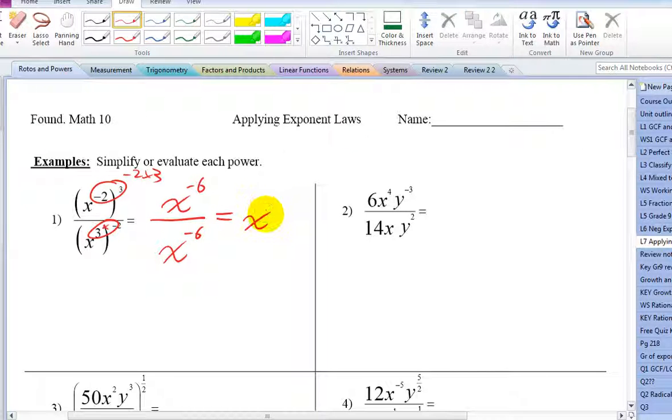Now, what's the exponent over here? No, it's -6 minus -6. Yeah, that's right. -6 plus 6, and so that equals x exponent 0. Final answer. So what is it?